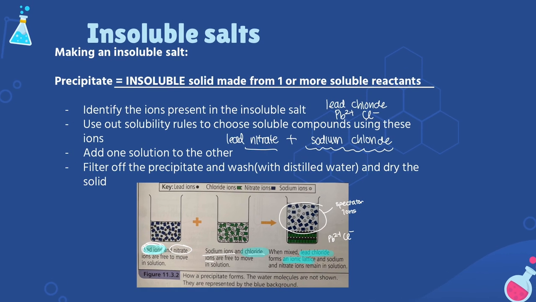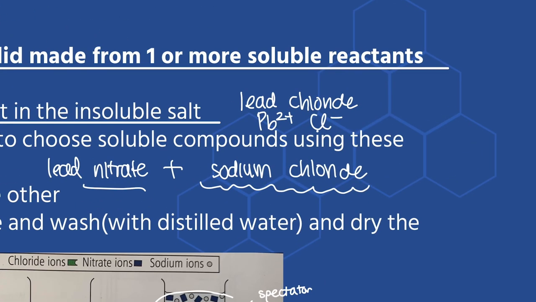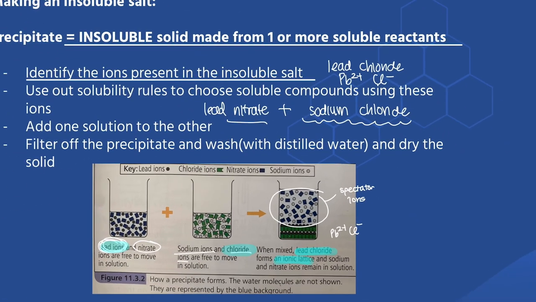So we do this by first identifying the ions present in a soluble salt. For example, if I chose to do lead chloride, then we'll know that there is Pb2+ and Cl-, and use the solubility rules to choose soluble compounds using these ions. So lead nitrate and sodium chloride are both soluble, so they're going to react together, right?